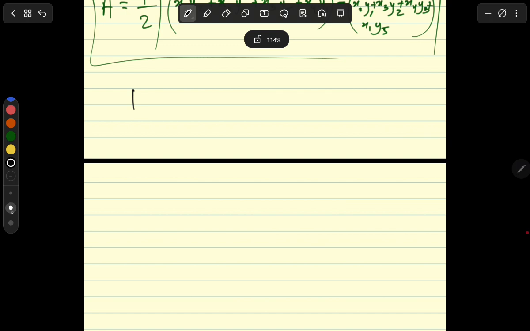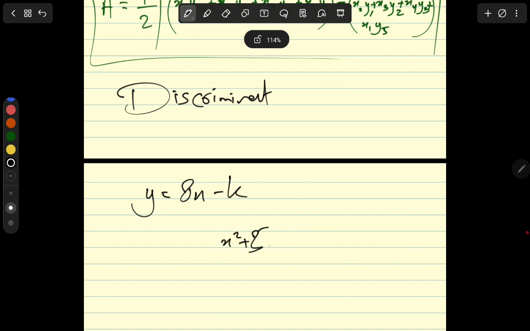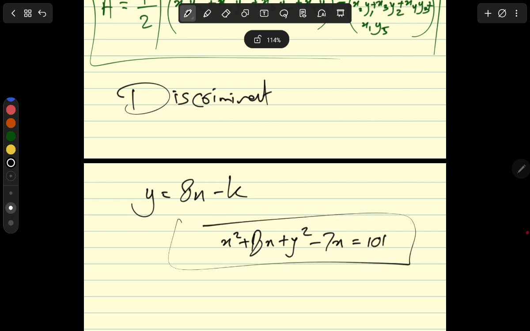to use the discriminant, given the unknowns. Let's say that they are going to give you a line y equals 8x minus k, which is intersecting the curve x squared plus 8x plus y squared minus 7x is equal to 101. This is intersecting. Find the values of k for which this line intersects this circle at 2 points.